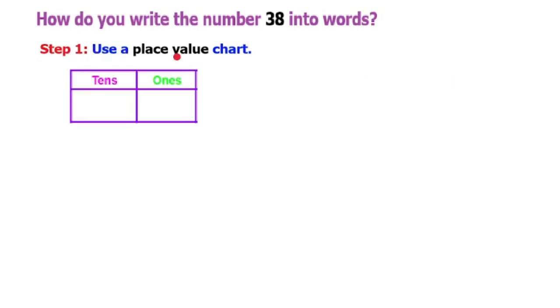So let's use the place value chart, and in this column there's tens and in this column there's ones. So for the number 38, we need to keep in mind that this part of the number is the tens and this part of the number is the ones. Okay? So now let's put it in the chart. So it's 38 here. 3 in the tens and 8 in the ones.